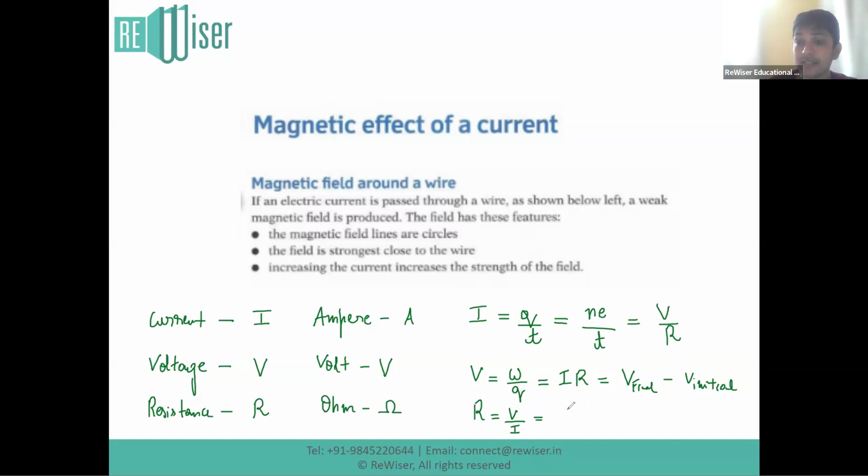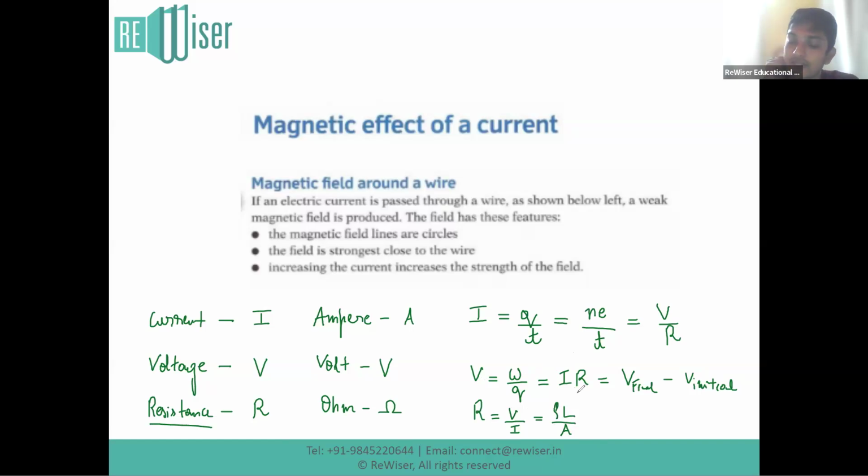But if you're changing either the length or the cross-sectional area or both, then the formula becomes rho into L divided by A. Here, rho is not density, like in mechanics. Rho is the resistivity of a material, which is the resistance per unit length per unit cross-sectional area. Resistance will change with length and area, but resistivity will remain a constant and will change only if the material of the wire is changed. Please remember that.